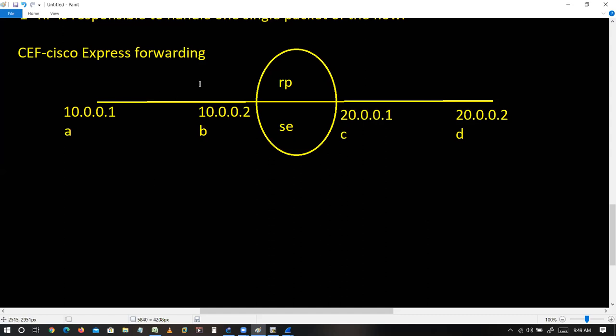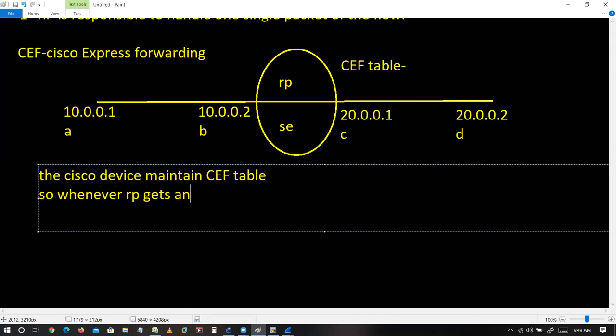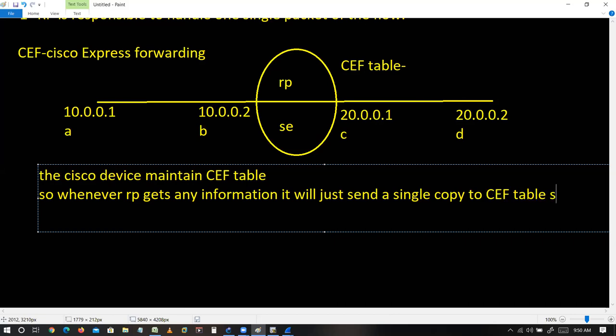That's it. Okay. So here in the case of Cisco, let's suppose this is a Cisco router and we are running CEF. So what will happen here? This device will maintain one more thing, that is the CEF table. So whenever ARP gets any information, it will just send a single copy to the CEF table also.